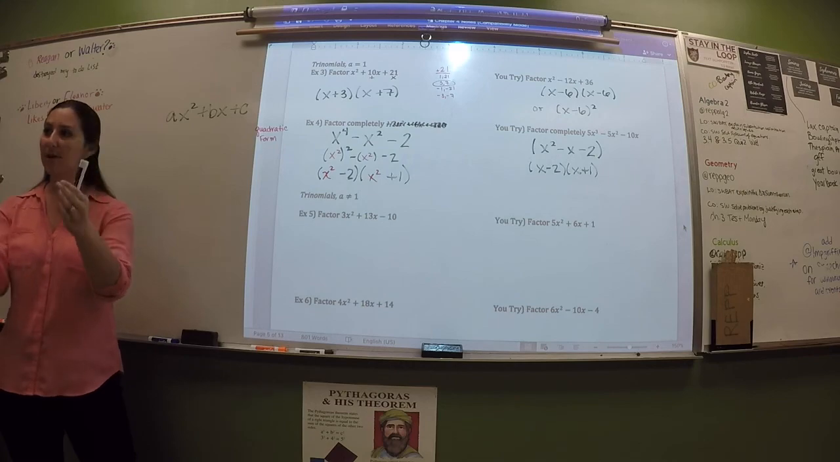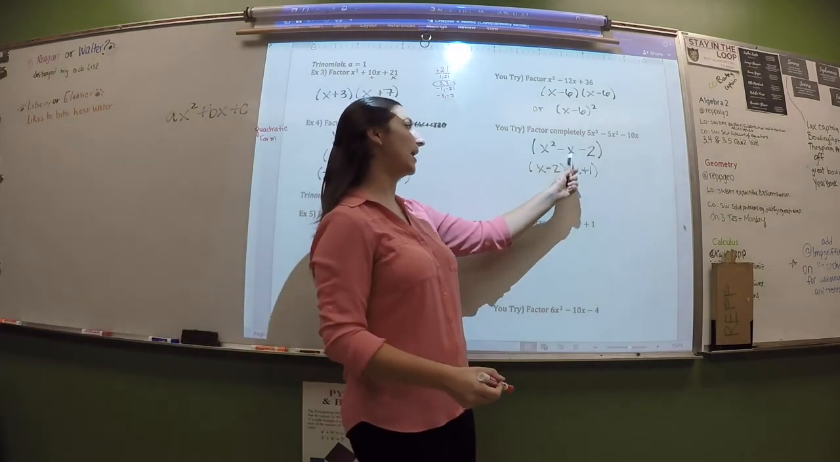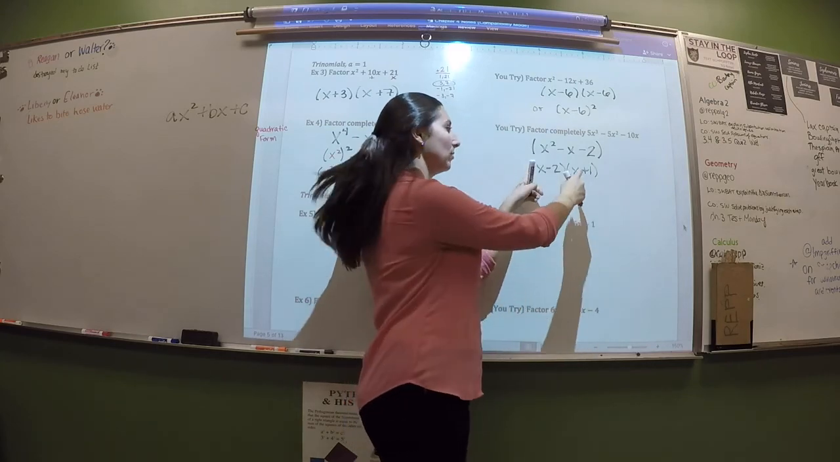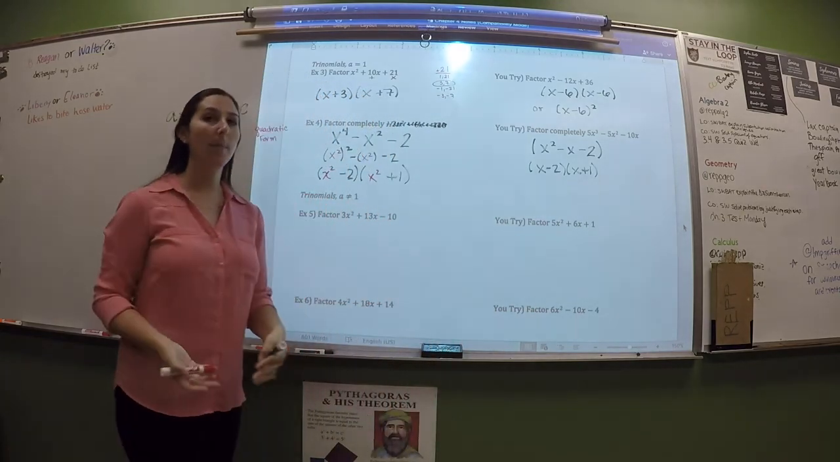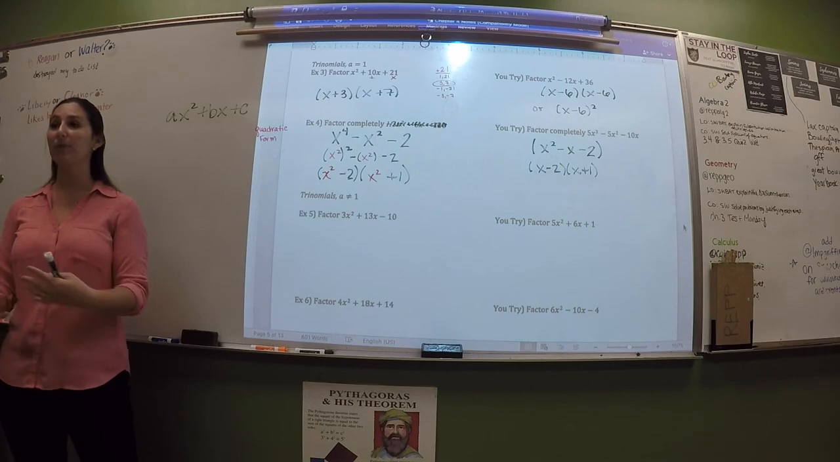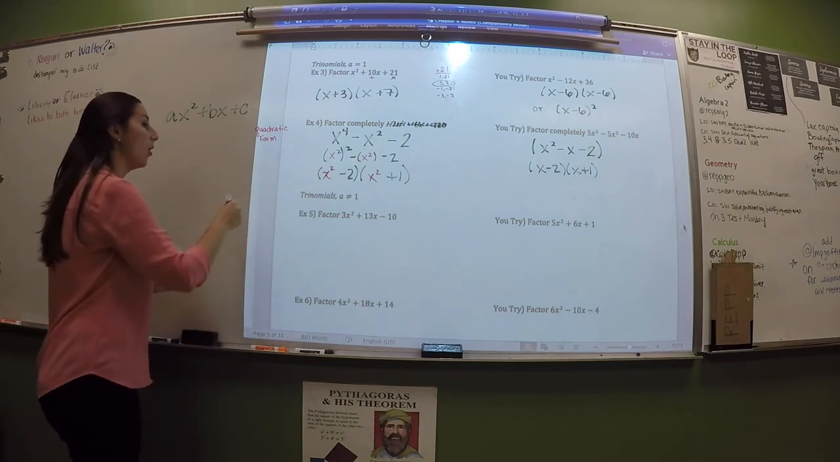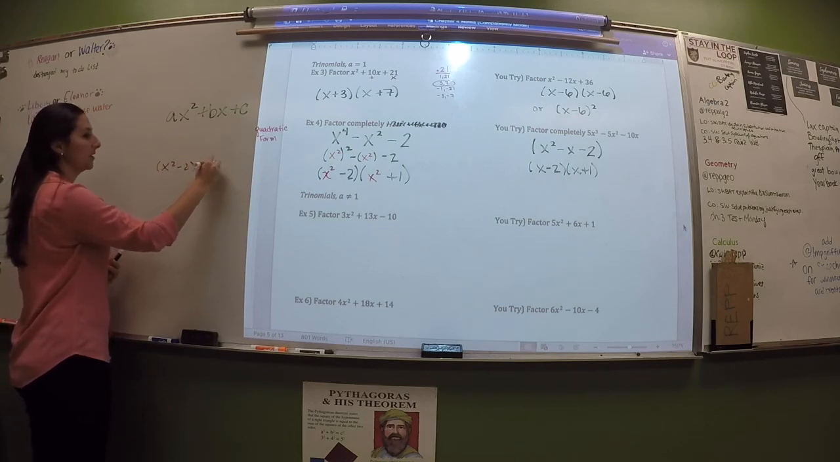Whatever that middle term is, that's what you put here. So our middle term was x, that's what we put here, so that when we multiply them together, we get x squared. Because remember, the opposite of what we're doing would be FOILing. So after we factor, if we wanted to check, all we would have to do is FOIL these out. Let me show you how that works.